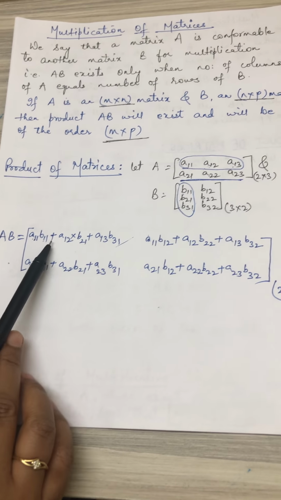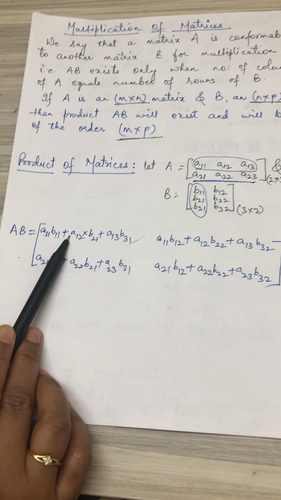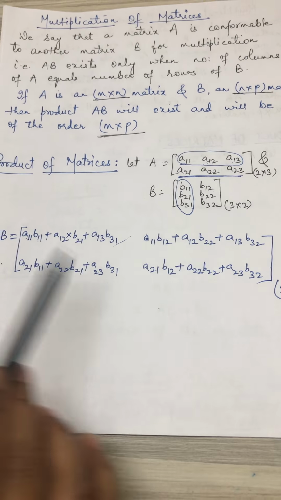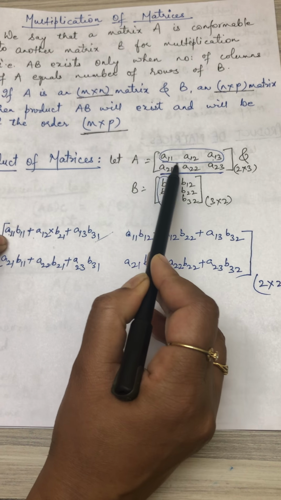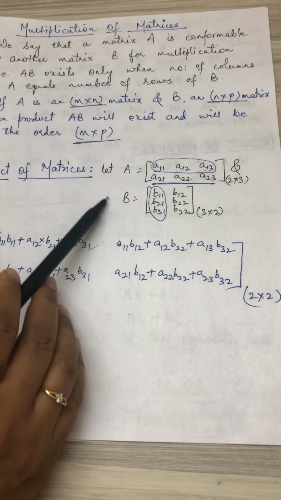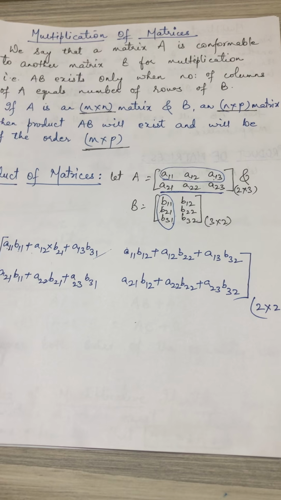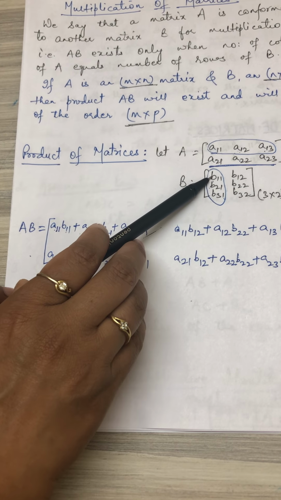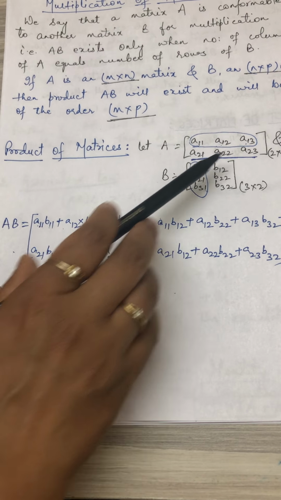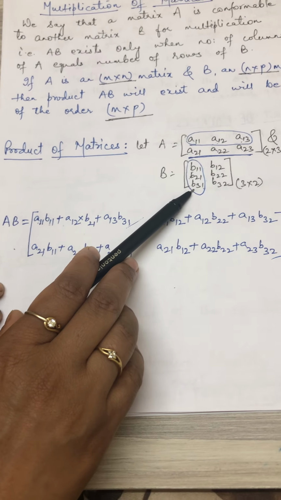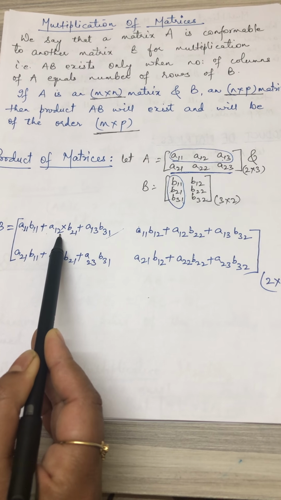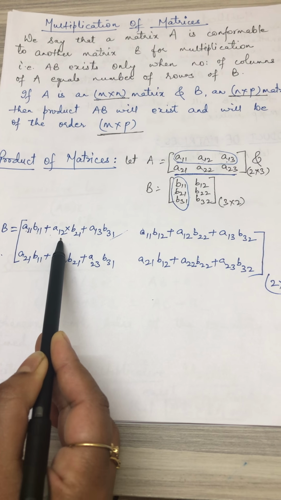Now what will be the element of the first row, first column? To get the first row, first column element, we will look at the first row of the matrix A and the first column of matrix B. We will multiply A11 with B11, A12 with B21 and A13 with B31 and we will add them. By doing so, we get the first element of our product matrix.